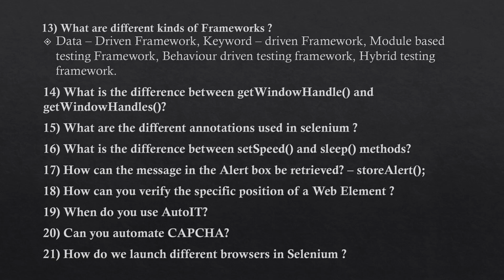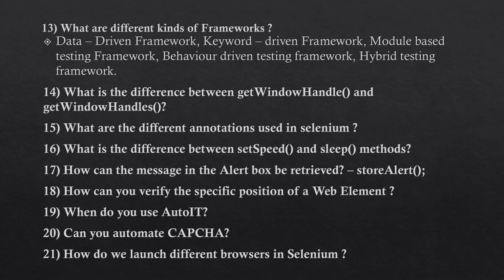Then what is our next question here? What is the difference between getWindowHandle and getWindowHandles? Here if I use getWindowHandle, I will get only the current window handle ID, and its return type is string. The syntax here is driver.getWindowHandle. It will return you the currently opened browser ID in the form of string data type.